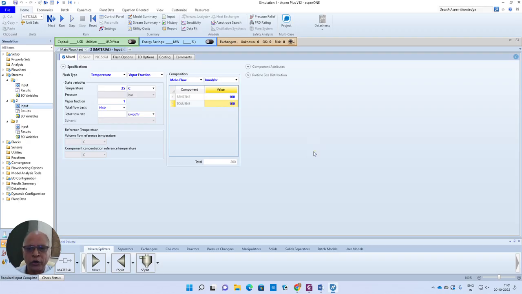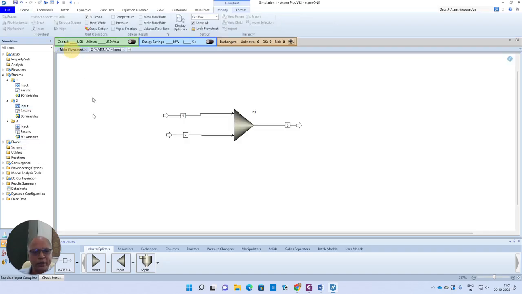Of course, you are at liberty to give this data as per your requirement. Now you can see the required input is complete. In the case of a mixer, you don't need to provide any operating conditions or equipment parameters.